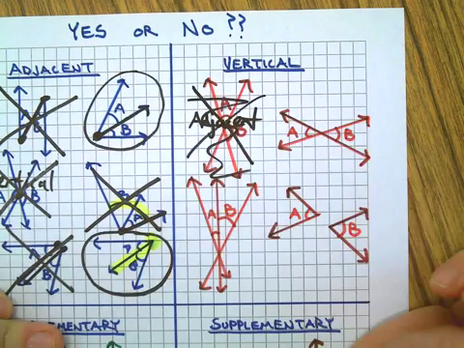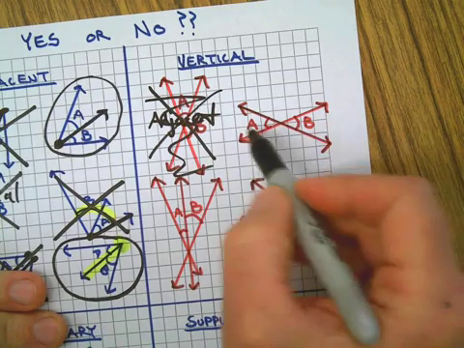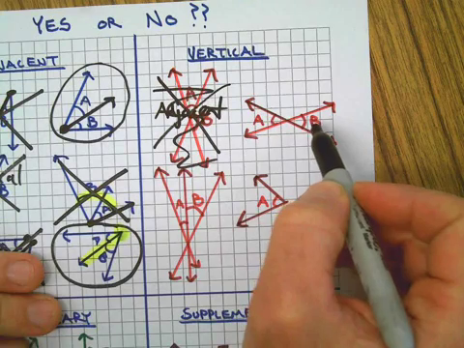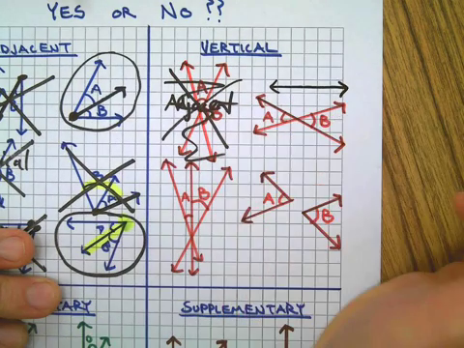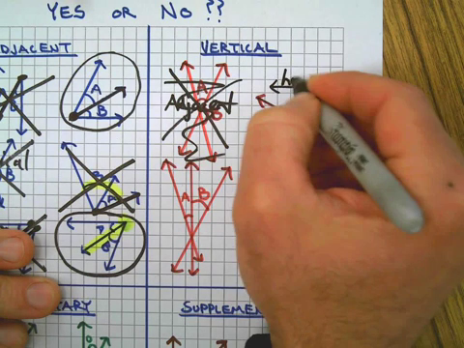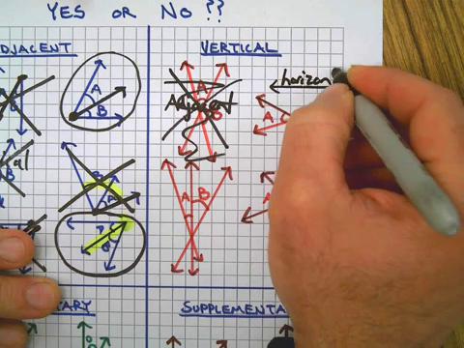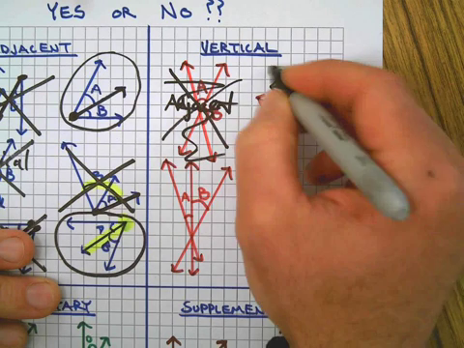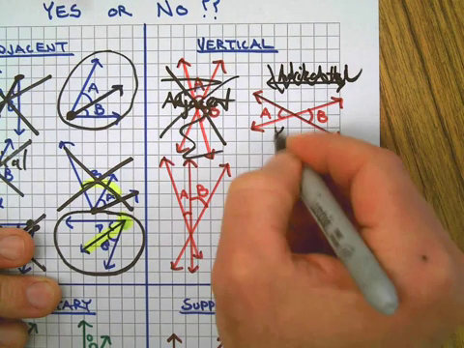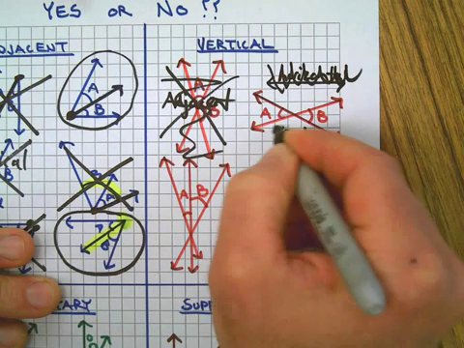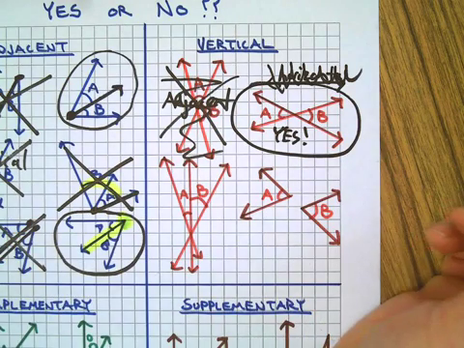That's a big no. About this one, we have two intersecting lines. There's angle A, angle B. They go this way though, like the horizon, like watching the sunset. Well, if you watched that previous video, you know that's not part of the lingo here. These are vertical angles. Yes, we're going to circle that one.